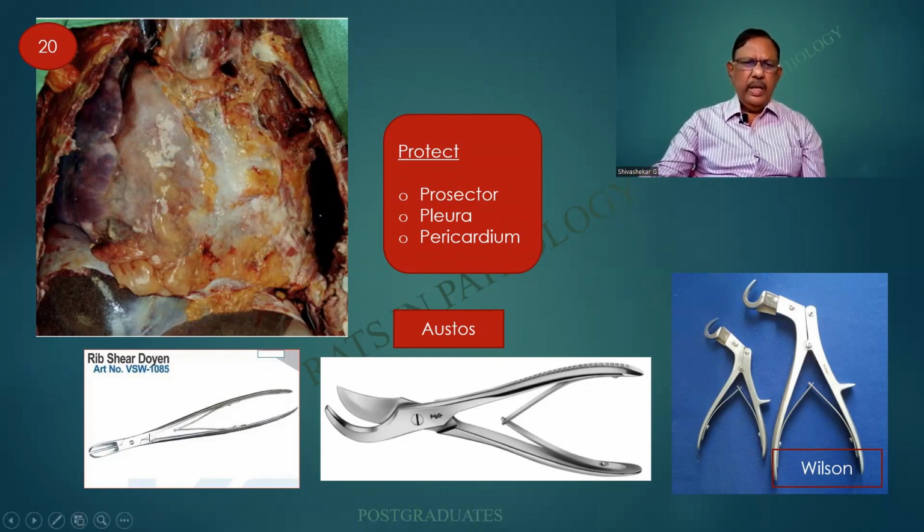And these are the various equipment that can be used for opening the costochondral junction. This one is called as Ostos. This is called as Wilson and Wilson. And this is Doyen. So these are different ones. Slowly and deliberately, you people should be knowing the names of the instruments, starting from the brain knife. Do not try to mug up everything at one stroke before the exam. We will be a very poor performer.